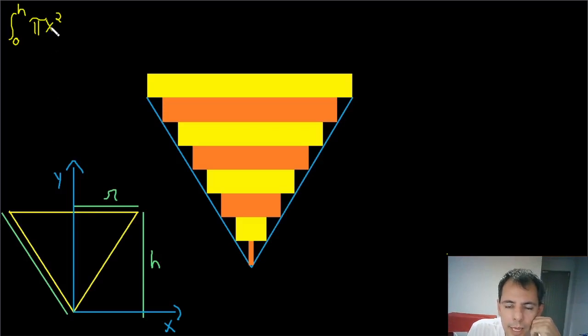But we can't leave the x like this. We can't just do pi x squared dy, because we have to make this x become a function of y. We have to express x as a function of y. So I'm just going to put it to the side here and ask: what is x as a function of y?